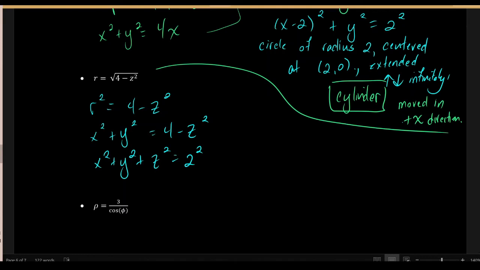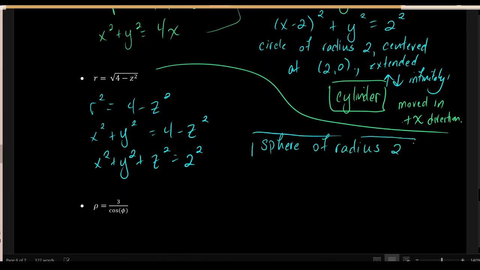Radius equals square root of 4 minus z squared can be rewritten as x squared plus y squared plus z squared equals 2 squared, which is a sphere centered at the origin of radius 2. Not the upper hemisphere, not the lower hemisphere, but the full sphere. Because r is always positive, defining r as the positive square root of 4 minus z squared is not putting any abnormal or unusual restrictions on the points that are allowed on this surface.